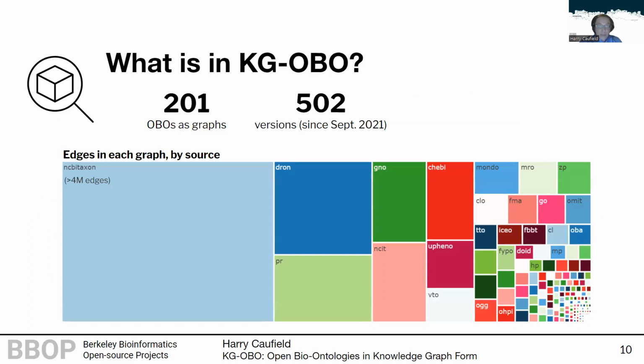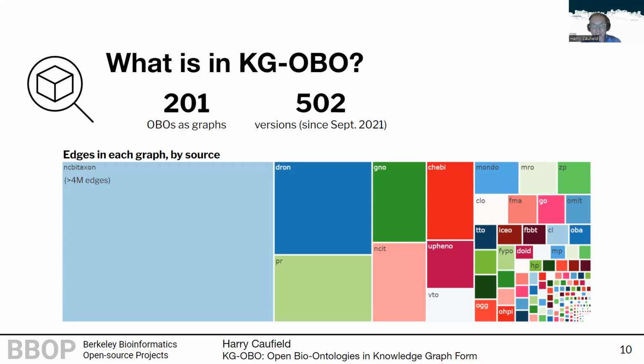So all in all, that means that on KG-OBO we currently have just over 200 ontologies as graphs. In total, we keep track of more than 500 versions since the project started around September of last year. In terms of the total number of edges or the relationships that we have across all of our ontologies, well, the largest one in our set is the NCBI taxon at more than 4 million edges, but we also have the larger ontologies like drug ontology and protein ontology represented, and then certainly an extensive collection of other ontologies.